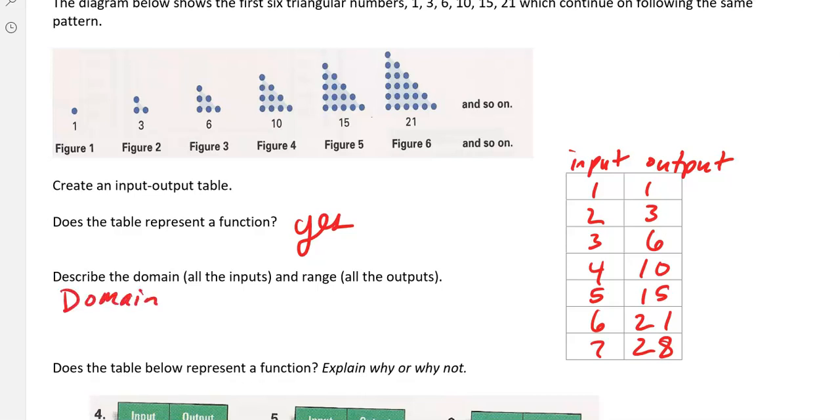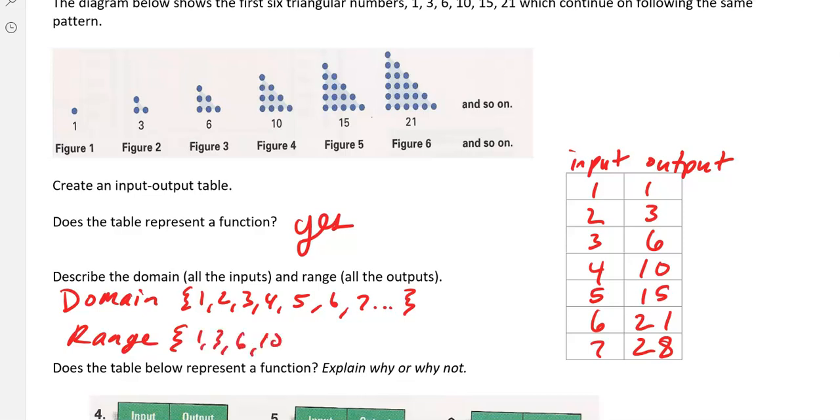So the domain of this function is a list of all the inputs. In brackets, 1, 2, 3, 4, 5, 6, 7, and so on. Those are all the possible inputs. The range is all the possible outputs. The outputs are 1, 3, 6, 10, 15, 21, and 28, and so on.